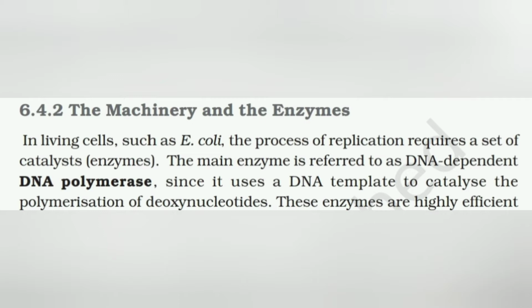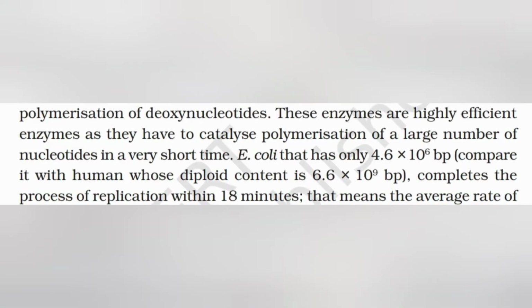catalysts that are enzymes. The main enzyme is referred to as DNA dependent DNA polymerase since it uses a DNA template to catalyze the polymerization of deoxynucleotides. These are highly efficient enzymes as they have to catalyze polymerization of a large number of nucleotides in a very short time. E. coli has only 4.6 into 10 to the power 6 base pairs, compared to human, which has 6.6 into 10 to the power 9 base pairs.